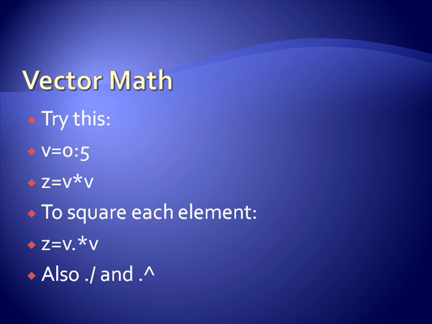I could do the transpose of v times v, and then I would get a vector math result out of that, and that would work, but that would just be a scalar. If I want to square each element in v and return it as a new vector z, I use a dot before the operator. So v dot times v will take each element in v and multiply it by itself. So z becomes the squares of the integers from 0 to 5. There's a similar operator, dot slash or dot caret. So another way to square each element in v is v dot caret 2, which will raise each element in v to the second power.